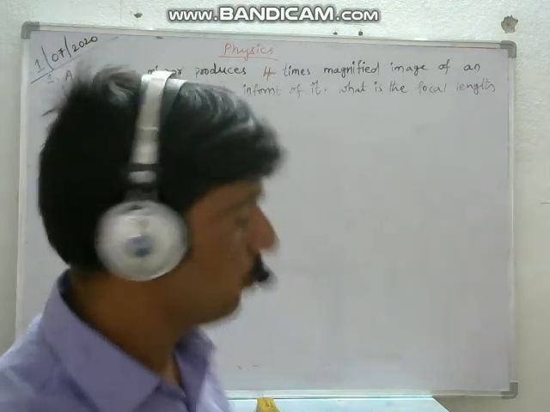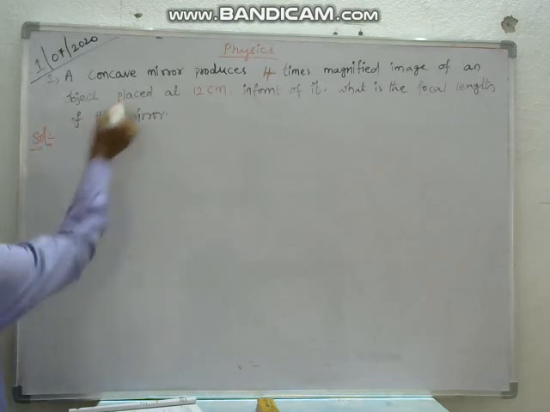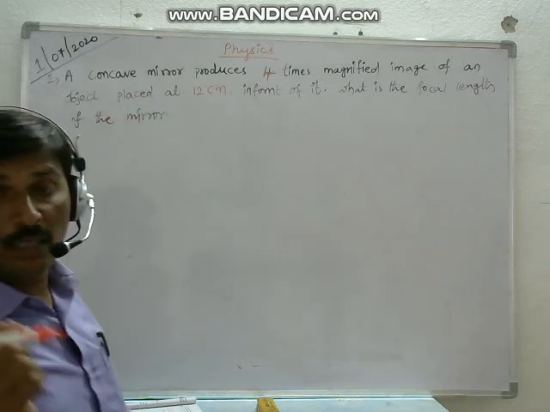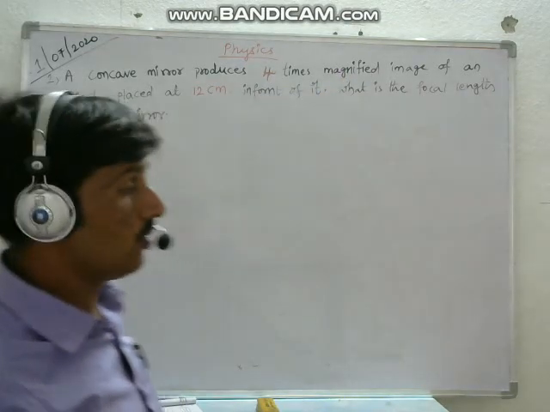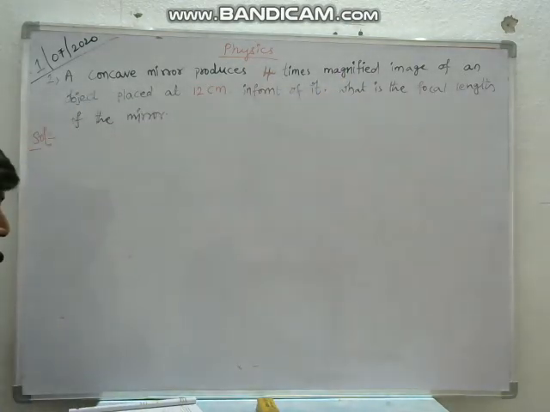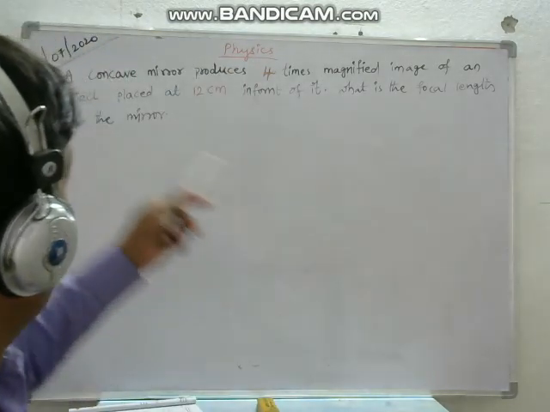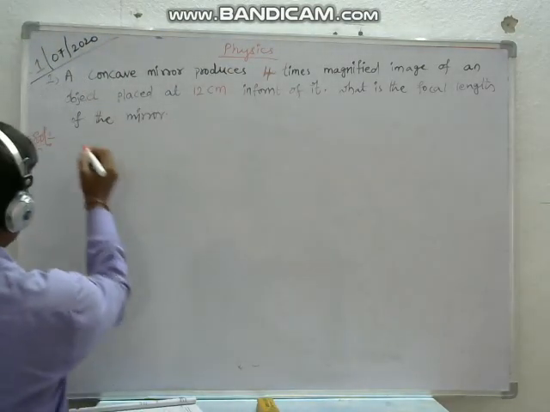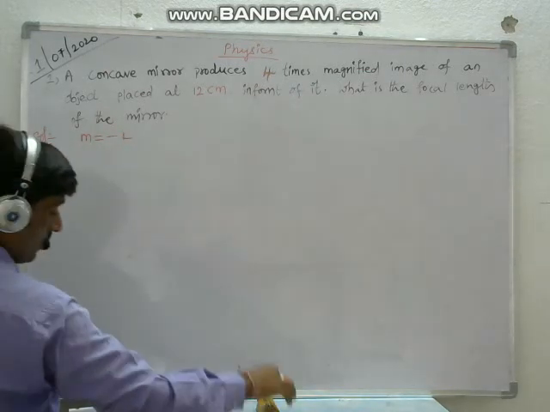Okay, now we are going to do the solution. See here, what is given in this question? Magnification is given, 4 times magnified. Magnified means here it is a real image. So the image is real and inverted. Based on that, according to the sign convention, we will get minus 4.